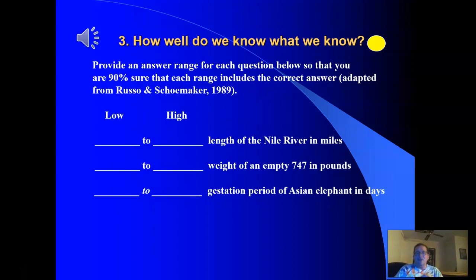All right, I said I was just going to pick the one, but I can't resist picking one more. Let me also get you to guess the length of the Nile River in miles so that you're 90% sure that you've included the correct answer there. What's the lowest it might be? What's the highest it might be to be 90% sure that your range has included the right answer? So write each of those down. We'll skip the jumbo jet in the interest of time. Then I will show you the correct answers. Let me give you 15 more seconds. Low answer, high answer.